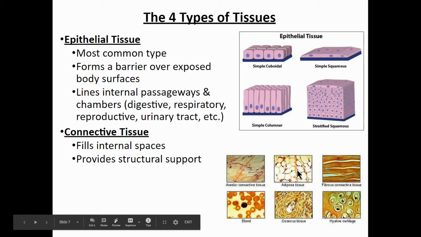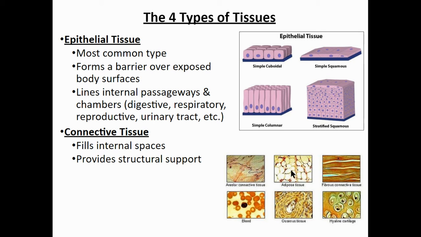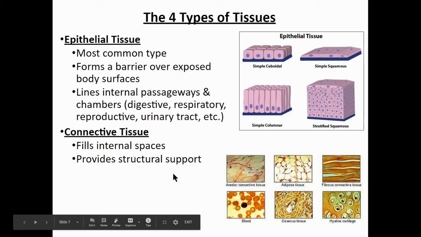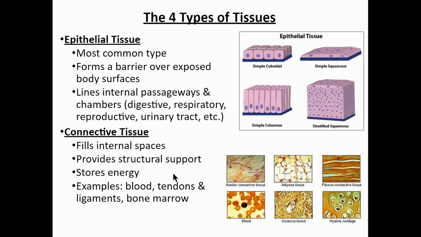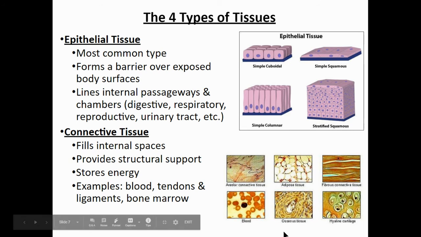So all the fat cells in your hypodermis underneath your layers of skin, that is a type of connective tissue. And then fibrous connective tissue as well, like tendons and ligaments. These types of tissues also store energy. So the fat stores energy, provides structural support. So that's your bone, your cartilage, the ligaments and tendons. And so all these are different types of connective tissues here.